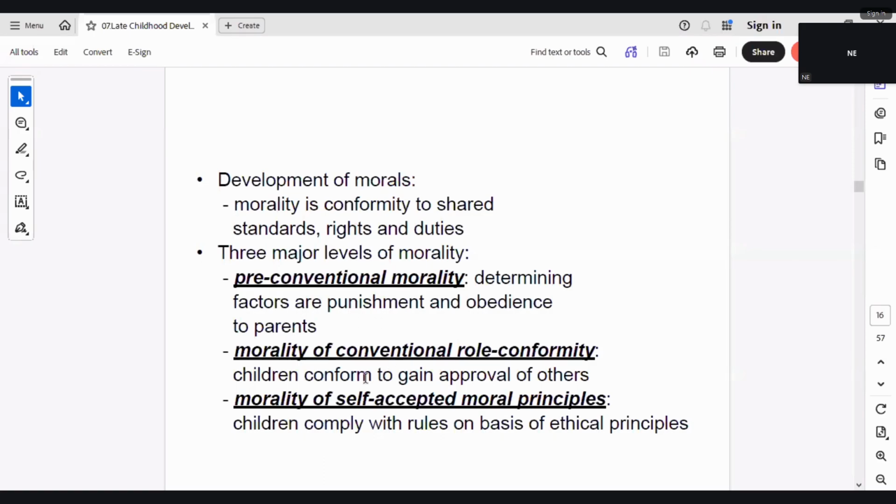Now, the next is a morality of conventional rule conformity, where children conform to gain approval. Okay, so here I'm afraid of punishment, but then I'm starting to do things because I want approval. Then you move on to the last, which is where they comply with rules on the basis of ethical principles. So morality of self-accepted moral principles. So now it becomes almost like imprinted in their system. So it's not like they're doing it for anyone or they're afraid of anyone. We conform because they've become ethical principles that we follow.